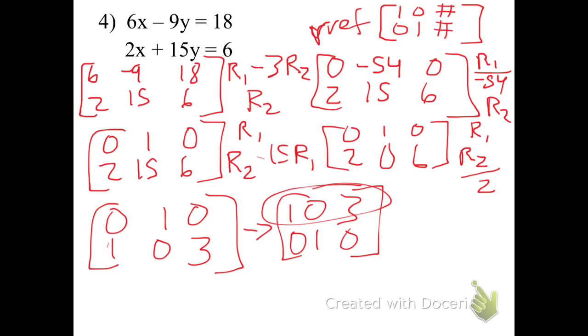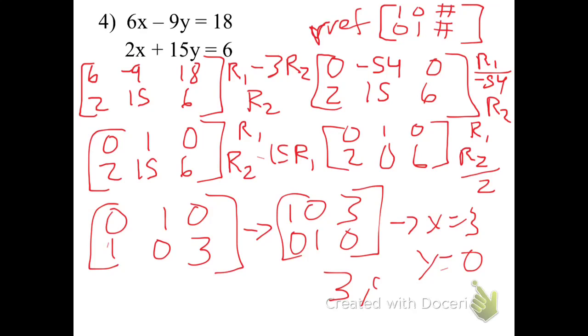Remember, this says that x, that's the 1, is equal to 3. And then the second row, the second column are the y's, 1, y equals 0. And so you get the solution: x is 3, y is 0, that's the point (3, 0).